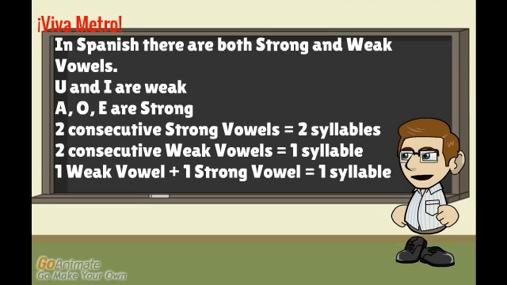A, O, and E are strong. Two consecutive strong vowels create two syllables. Two consecutive weak vowels create one syllable. One weak vowel plus one strong vowel equals one syllable. Not to worry, I have examples.